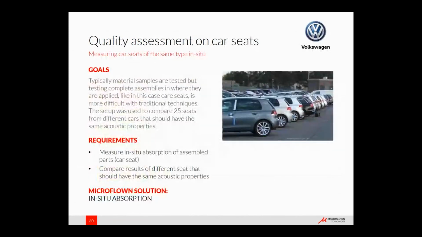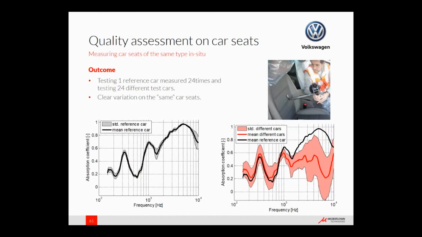In this case, we tested car seats, and this Volkswagen Golf was supposed to be exactly the same seats. We went to do the measurements in situ, as you can see in the picture, to prove the repeatability of the measurement system itself. We used one car as a reference that we measured many times. So on the left side, you can see if we measure 24 times the same car, you get almost every time the same result.